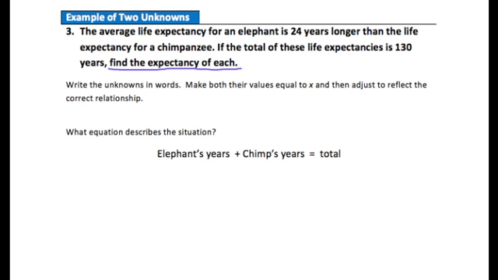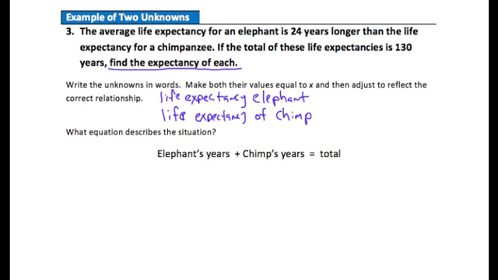So that is 2 unknowns. So anytime we're solving for 2 unknowns, the first thing we do is we write down those 2 unknowns in words. Okay? So we're looking for life expectancy for elephant and the life expectancy of the chimp. Okay? So these are our 2 unknowns. And at this point in our math skill sets, we only know how to solve equations that have one variable. So we have to describe each of these life expectancies using just one variable. In this case, we'll use x. And so I've kind of given you a hint here that says make both of their values equal to x and then adjust to reflect the correct relationship.